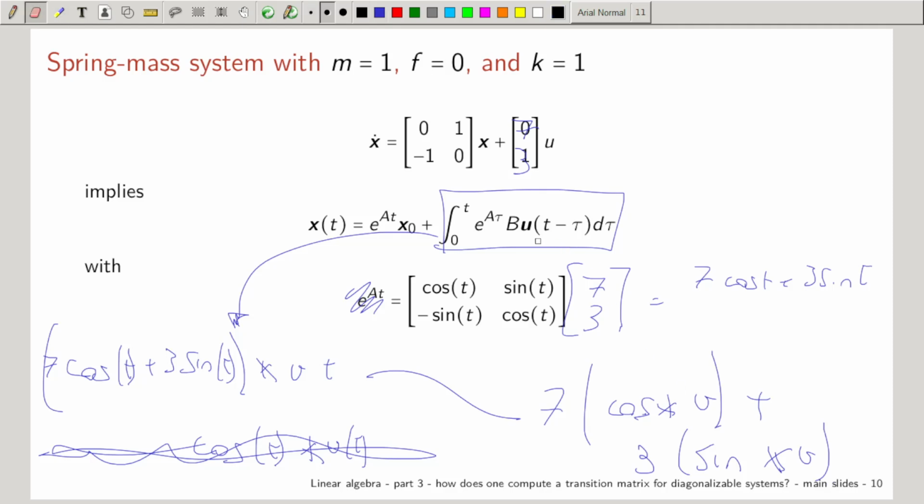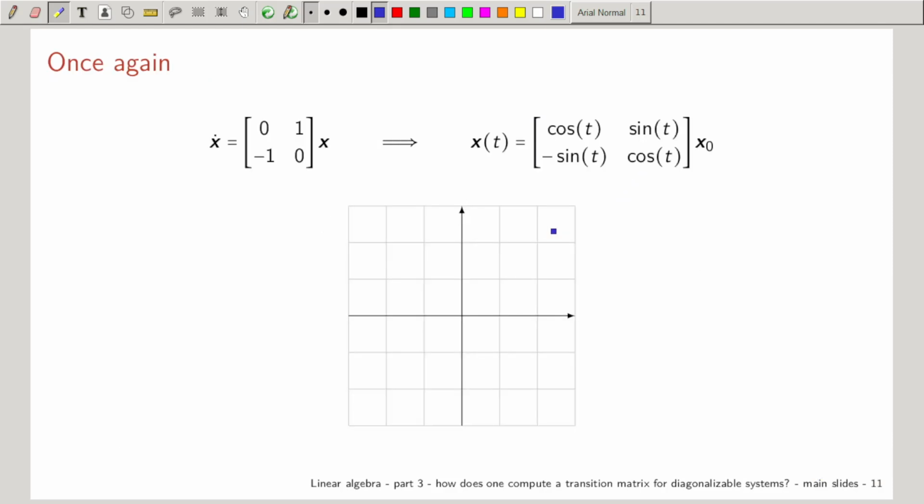So this notation here shouldn't make you worry. It's essentially that we get some functions convolved. A vector of functions that are convolved with the u's. Okay. Do you see it?